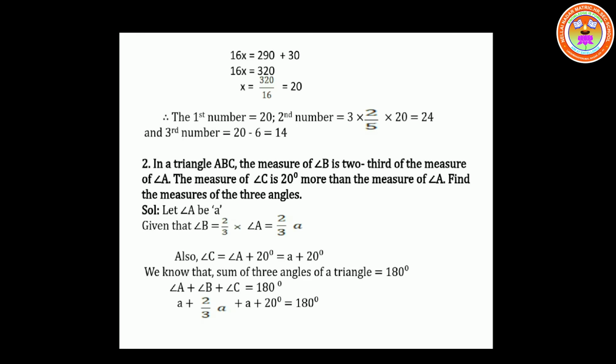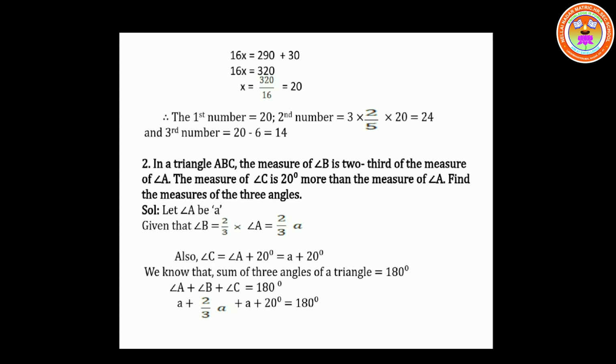Also, in our lower classes, we have learned that the sum of the three angles of a triangle will be equal to 180 degrees. You remember that? Yes? So, we are going to apply that rule here. Since it is a triangle and we have to find the angles, I am going to add all the angles: angle A plus angle B plus angle C. When I add these three, I should get 180 degrees.